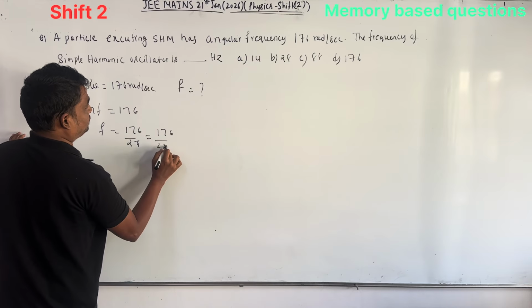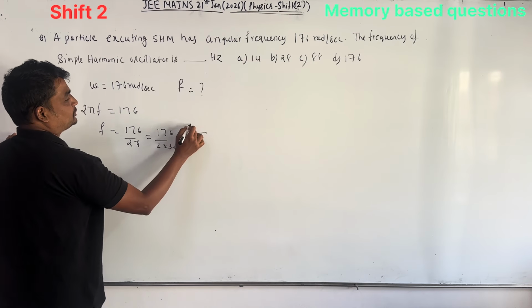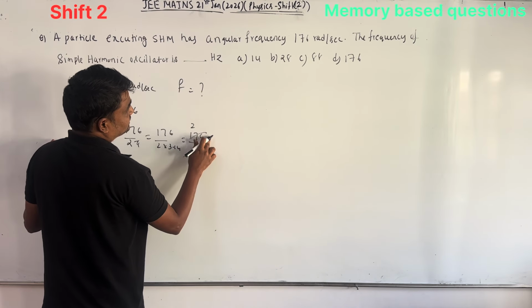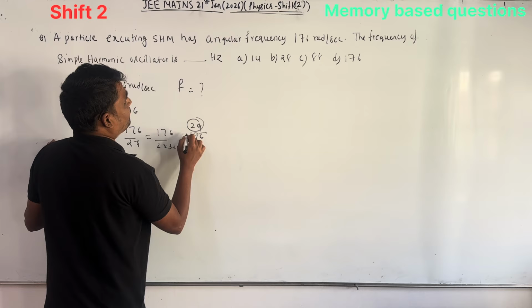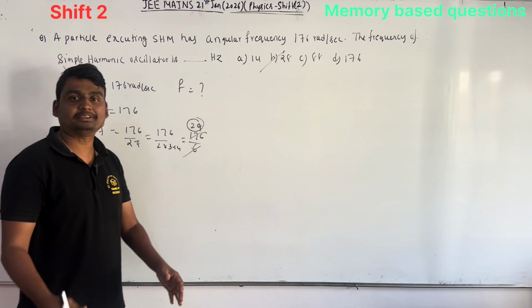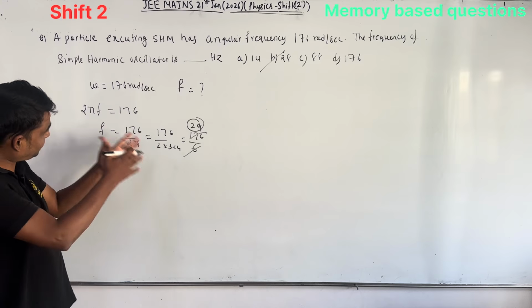176 by 2 into 3.14, approximately we can take 6. 2 sixes are 12, 56, 56, and 6 nines, approximately 29 is coming. The nearest value is 28, so 28 is the correct answer. You can solve this question in 30 seconds. Very easy question, very dummy question.